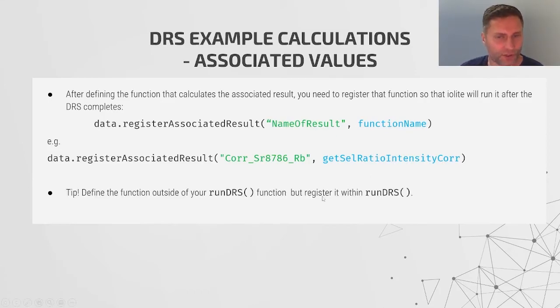Now, you should define the function outside the runDRS function, but you register it by running this data.registerAssociatedResult function within runDRS, so that every time the DRS runs, it makes sure that this registered result is set up and ready to go. If you're looking for an example of this, I suggest checking out the latest version of the strontium isotopes combined rare earth calcium argide and correction DRS, because this exact example that I've shown here is in there.